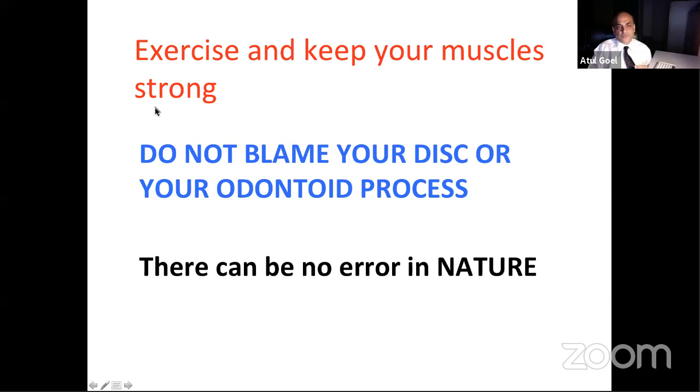Particularly this COVID time is a good time to exercise your muscles. Don't injure your muscles by accident. Do not blame your disc or your odontoid process ever. There is no terror of error in nature, my dear friends. Thank you very much.